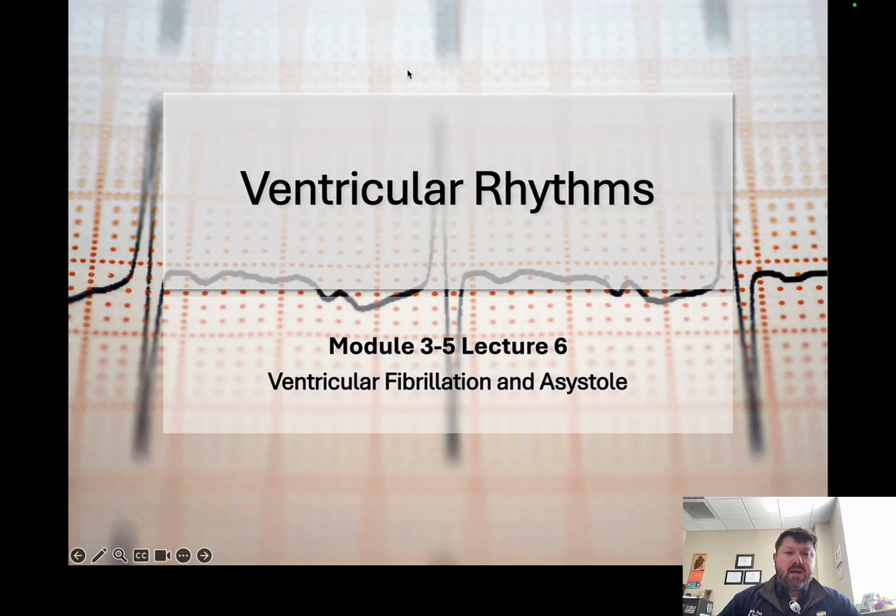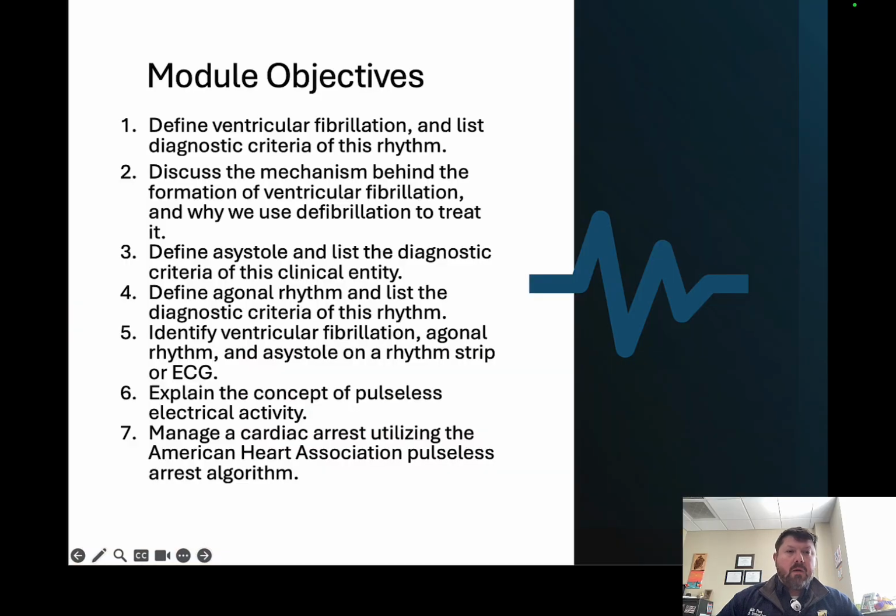Ventricular fibrillation and asystole. We're going to define ventricular fibrillation and list the diagnostic criteria of this rhythm. We're going to discuss the mechanism behind the formation of ventricular fibrillation and why we use defibrillation to treat it. We're going to define asystole and list the diagnostic criteria of this clinical entity.